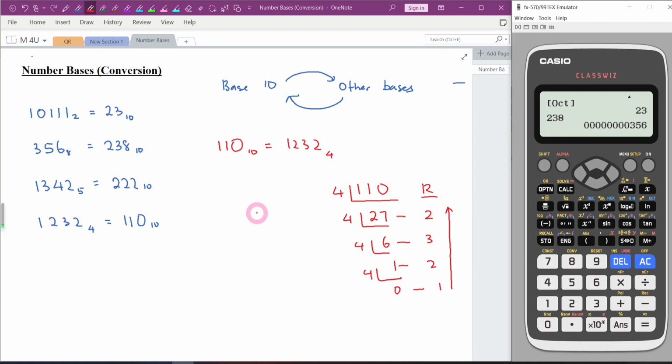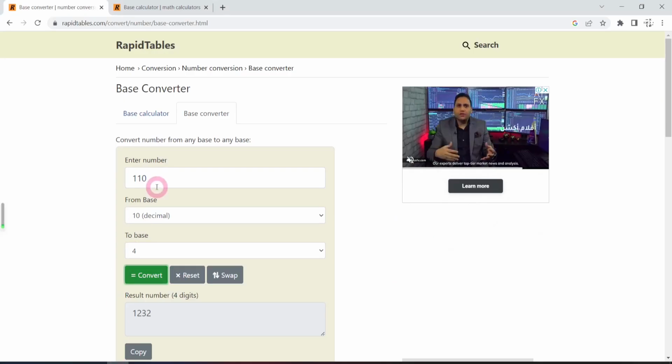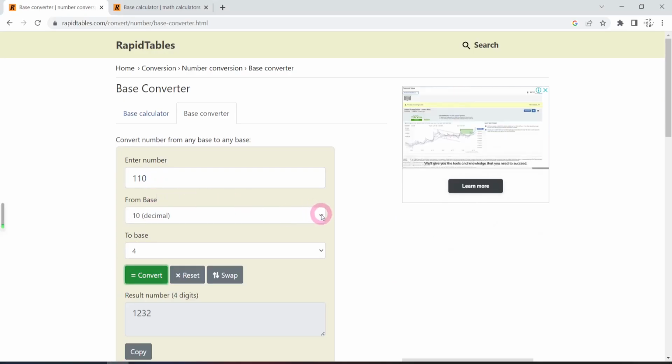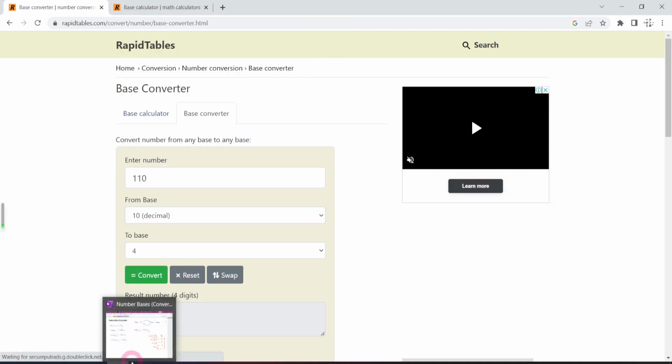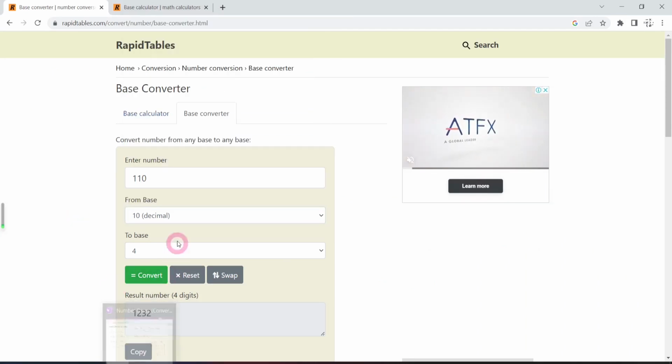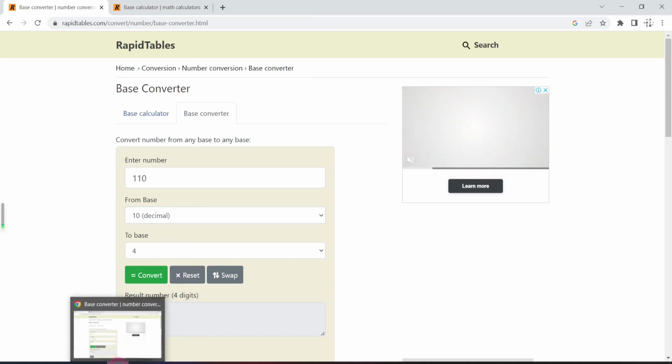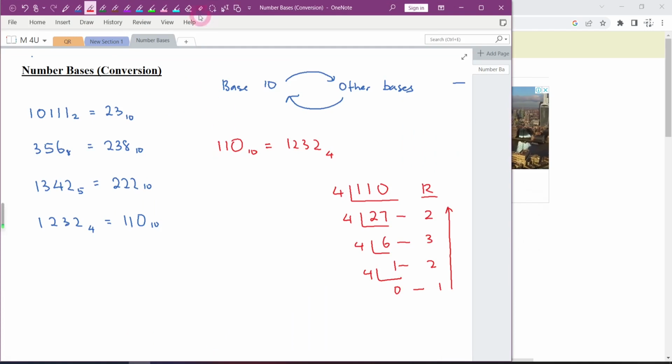Okay, so how about sometimes, let me show you others. Maybe from base 2 to base 8 or base 5 to base 6. So how do we do this type of conversion? You can definitely use this website to help you because you just need to set the bases. But how do we do it manually without depending on this website or our calculator? Let me go back to this.